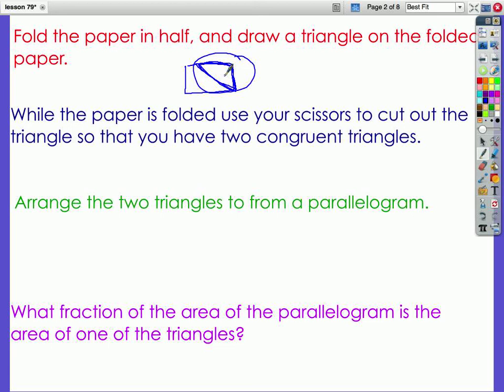Now, arrange the two triangles to form a parallelogram. No matter what your triangles look like, they should come out as a parallelogram. If you did long right triangles, or goofy triangles, they'd still come out. They should end up being able to make a parallelogram. Now, in the area of that whole parallelogram, what is the area of one of those triangles compared to the parallelogram? You should say 1/2, because each of those triangles is 1/2 of the whole parallelogram.